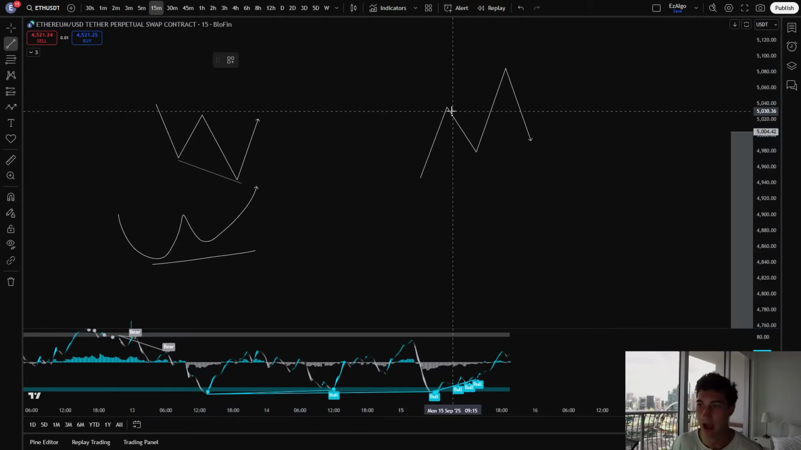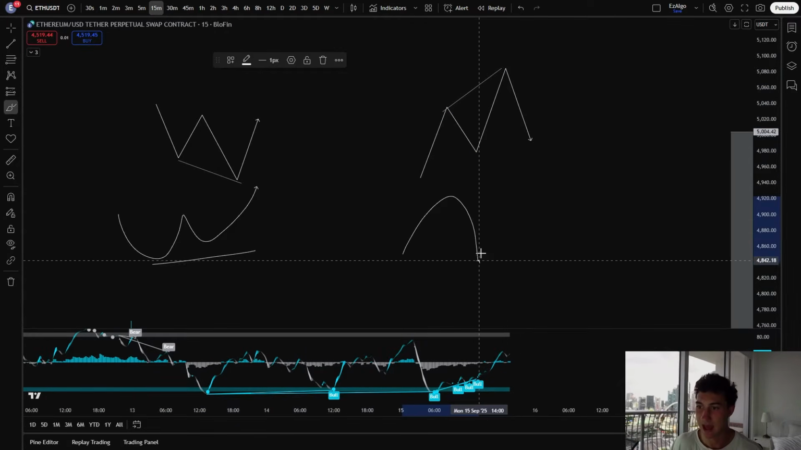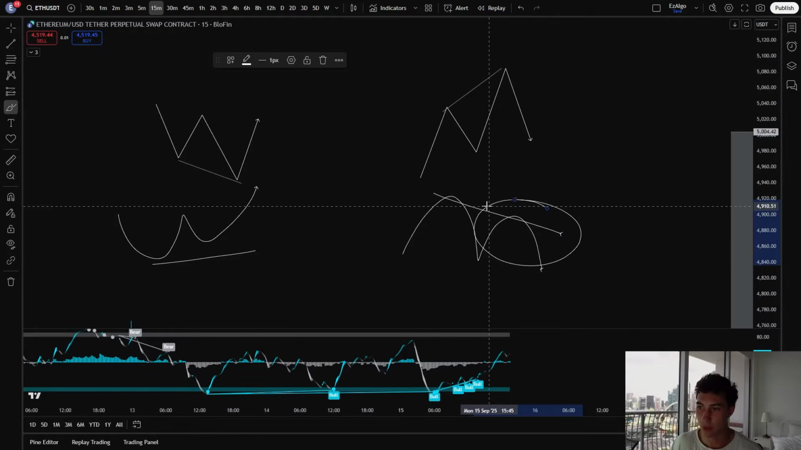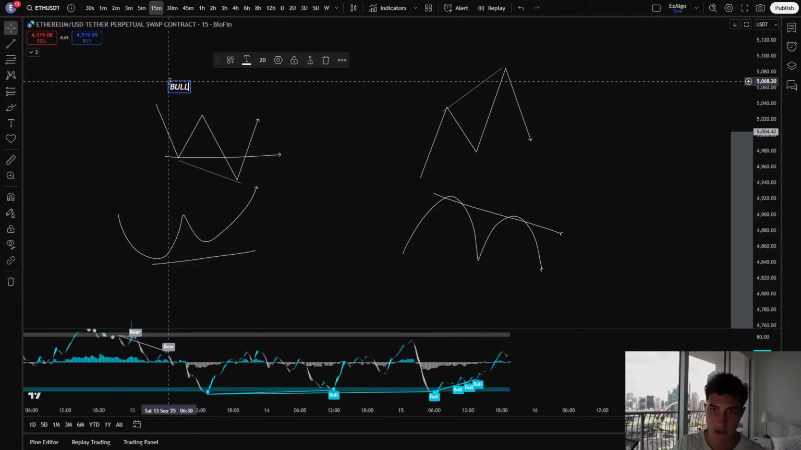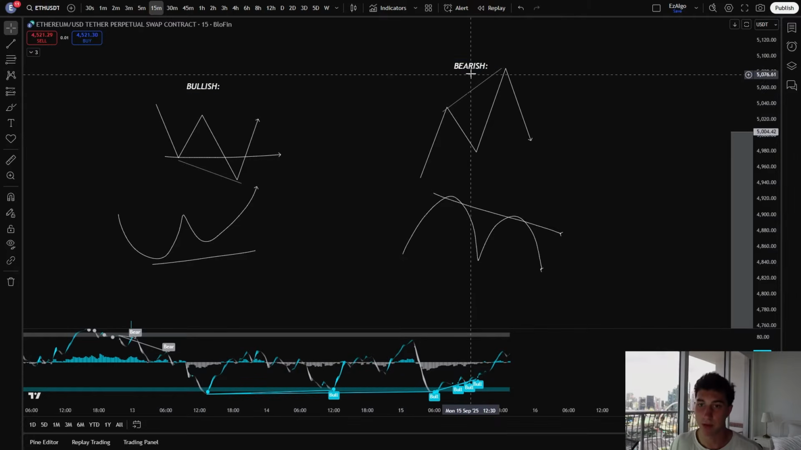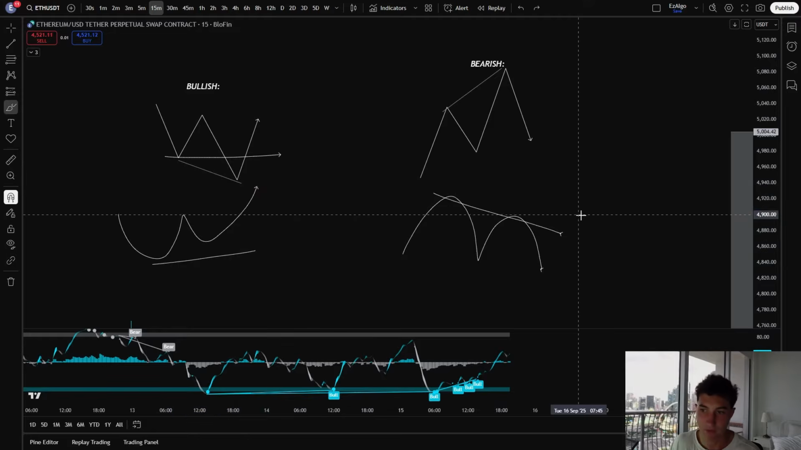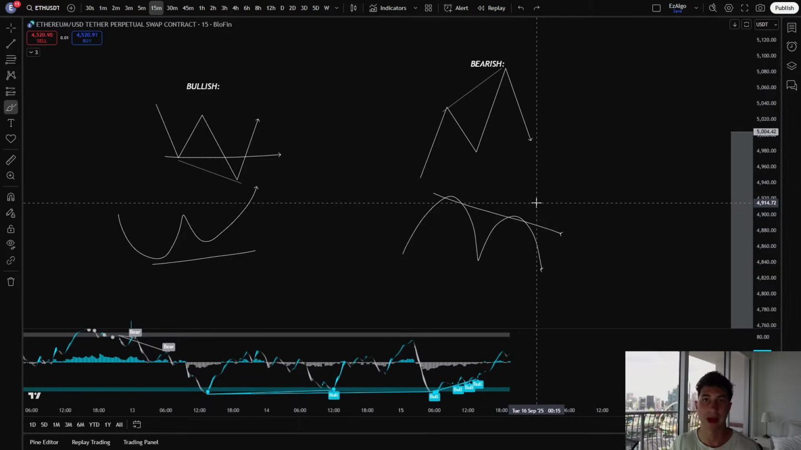Price making a higher high into a key resistance level as momentum is making a lower wave. We would call this lower wave the trigger wave, or the wave that we actually activate the long or short position. So bullish is price making a lower low as momentum is increasing. And then bearish would be price making a higher high as momentum is decreasing. And the second wave, or the smaller wave, we will refer to as the trigger wave.